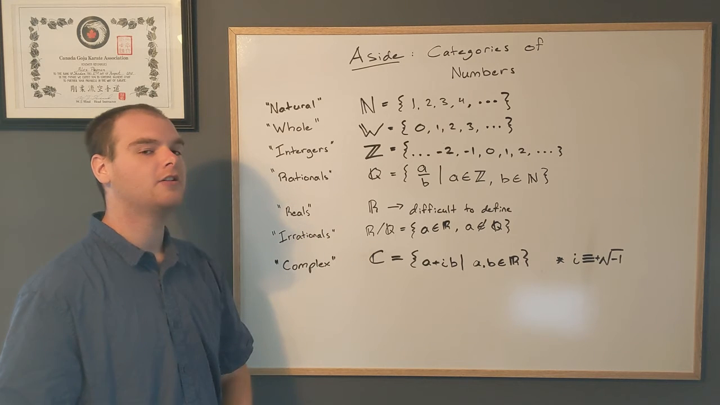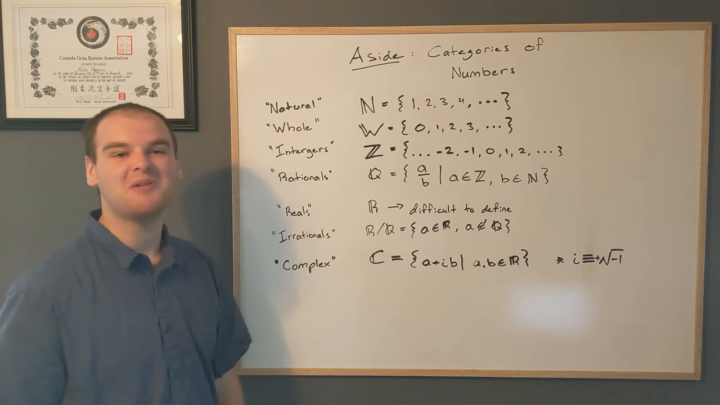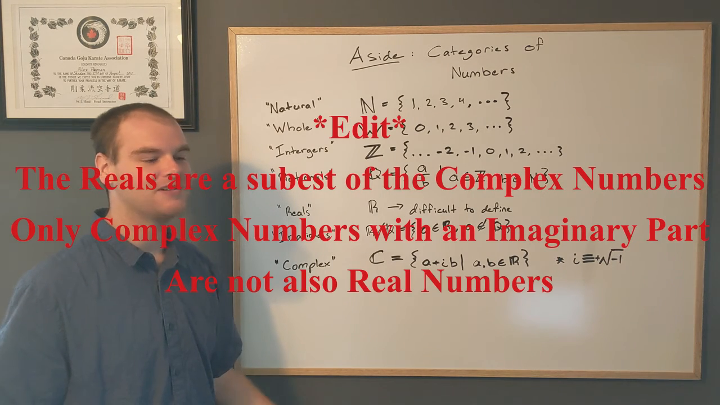Our real numbers are difficult to define. Like I said earlier, they're probably about any number you can think of, as long as it's not a complex number. If it's a complex number, it's not a real number.